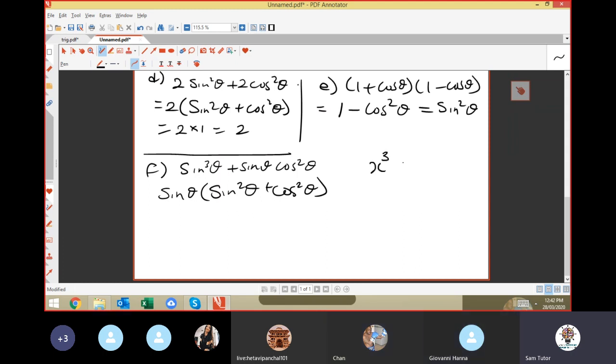Watch, Giovanni, look. We had this. Factorize. What do you take out? The x. What are you left with? X squared plus y squared. See? Exactly the same. What's common in both of these? Sine. What's left here? Sine squared plus cos squared. Exactly the same. And then what does sine squared plus cos squared become? 1. So it's just sine theta times 1, which is sine theta. Everybody is good with that one?